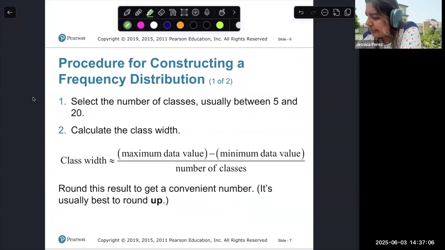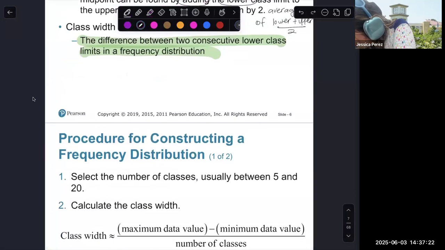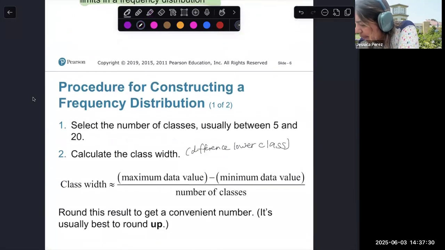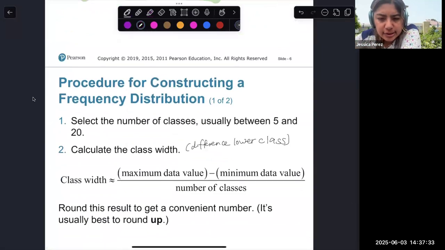First we need to select the number of classes, anywhere between 5 and 20 classes. Then we wish to calculate the class width. Remember, how do I find the class width? We notice the differences between the lower class limits. We find the class width by taking the maximum data minus the minimum data divided by the number of classes, and we round this to a convenient number. It's usually best to round up.